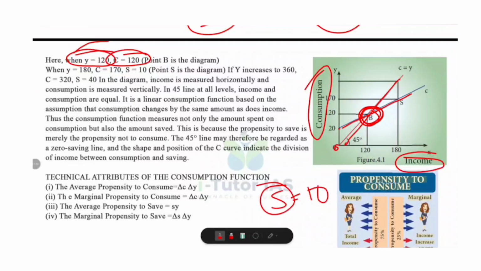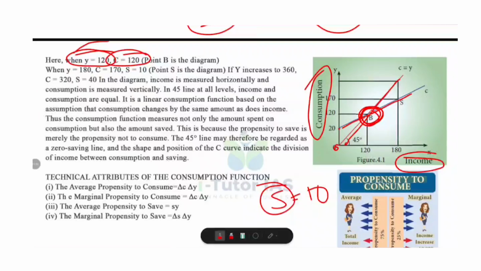So in this diagram, income is measured on the horizontal axis and consumption on the vertical axis. On the 45-degree line, at all levels, income and consumption are equal. It is the linear consumption function based on the assumption that consumption changes by the same amount as income. Thus, the consumption function measures not only the amount spent on consumption but also the amount saved.